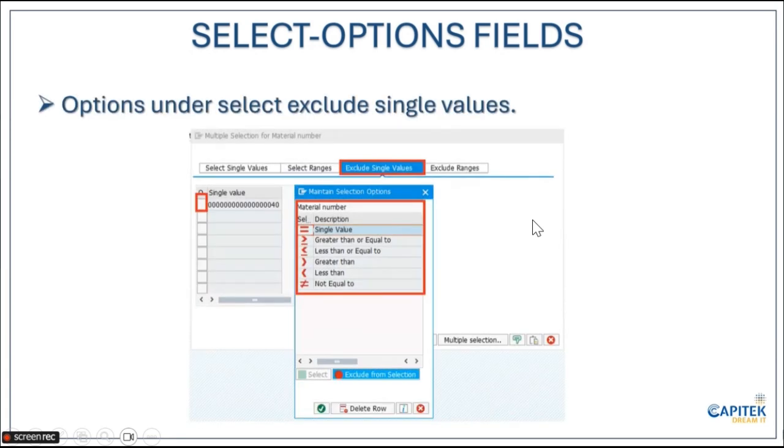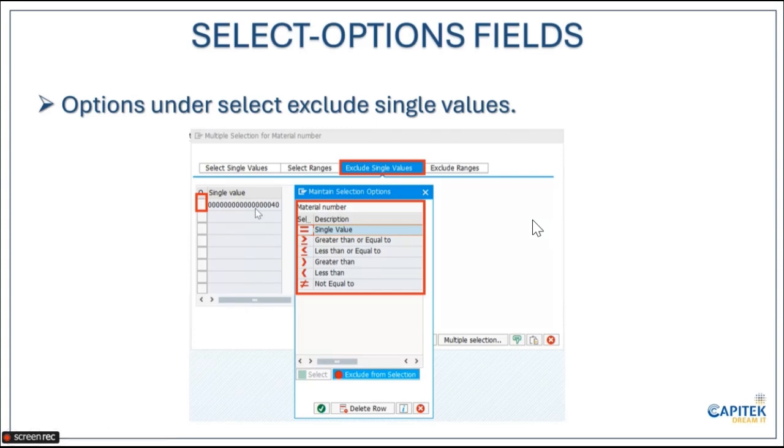Similarly, when you go for exclude single values, anything you provide here will be excluded in the selection list. Very simple. You have options here: exclude equal to 40 means the material number 40, just exclude it. It means don't pick it from the database when the select query is running. That's what the meaning is.